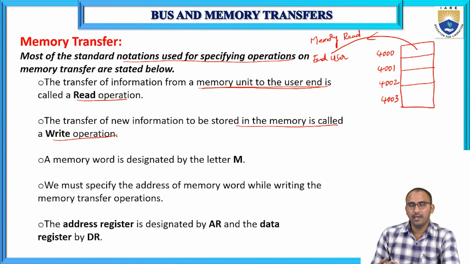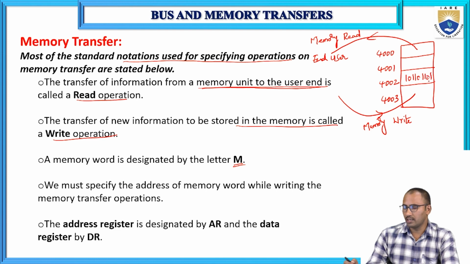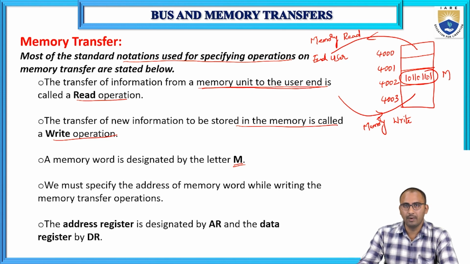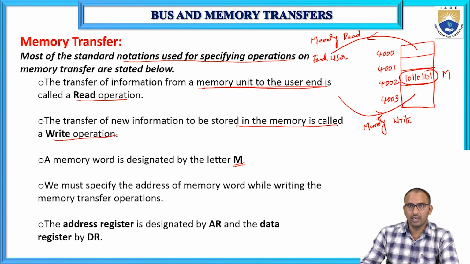That means we have new data, and we are going to store that data inside the memory. That is called a memory write operation. A memory word is designated by the letter M. In every memory location we can store some data like 10110. This is called a memory word, represented with a capital M. A memory word is a group of 16 bits.